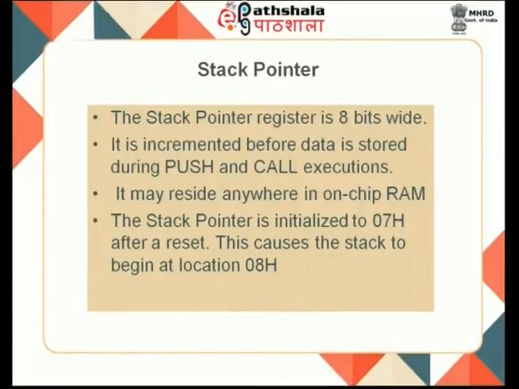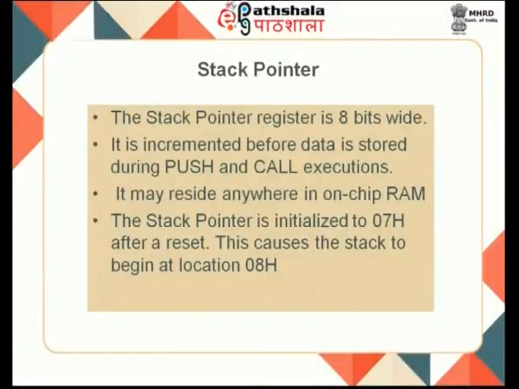And the next important thing is your stack pointer. As we know, stack operations are very important with processors, so the stack pointer is there. It is just like a pointer which points to the address of the stack top. The stack pointer is 8 bits wide, and it is incremented before the data is stored during push and call executions. That means push and call are your stack operations.